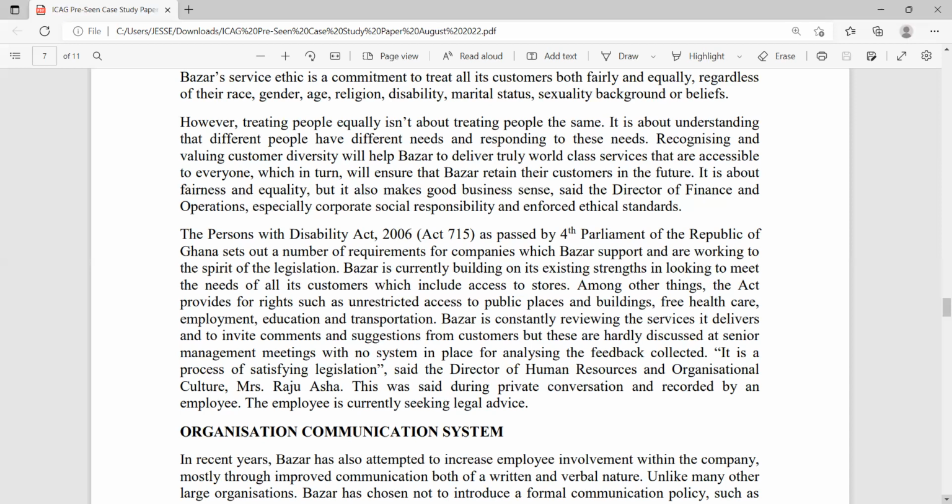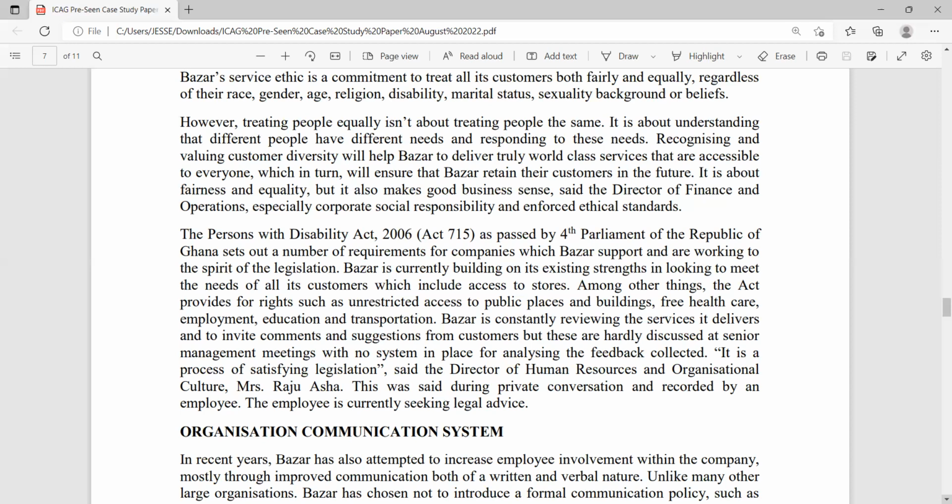Now, the Persons with Disability Act 2006, as passed by the 4th Parliament of the Republic of Ghana, sets out a number of requirements for companies which Bazar supports and is working to the spirit of the legislation. Bazar is currently building on its existing strengths in looking to meet the needs of all its customers, which include access to stores. So when we look at the SWOT analysis, one of the key existing strengths of Bazar Company Limited is accessibility and looking to meet the needs of its customers. So you should note that as a strength.